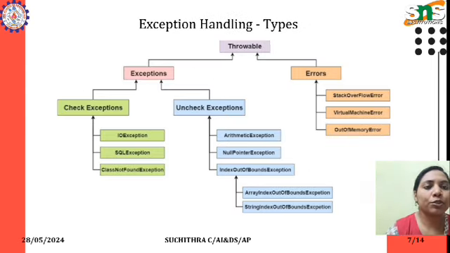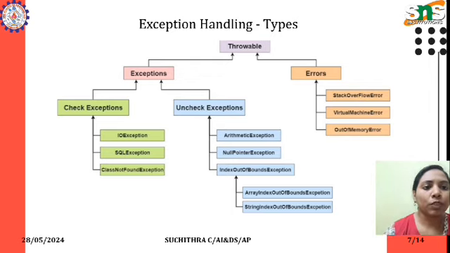Now we are going to see about the types of exceptions. Here we are throwing two types, exceptions and errors. In exceptions we have two kinds, checked exception and unchecked exception. In checked exceptions we have IO exception, SQL exception and class not found exception. In unchecked exceptions, we have arithmetic exception, null pointer exception, and index out of bound exception.